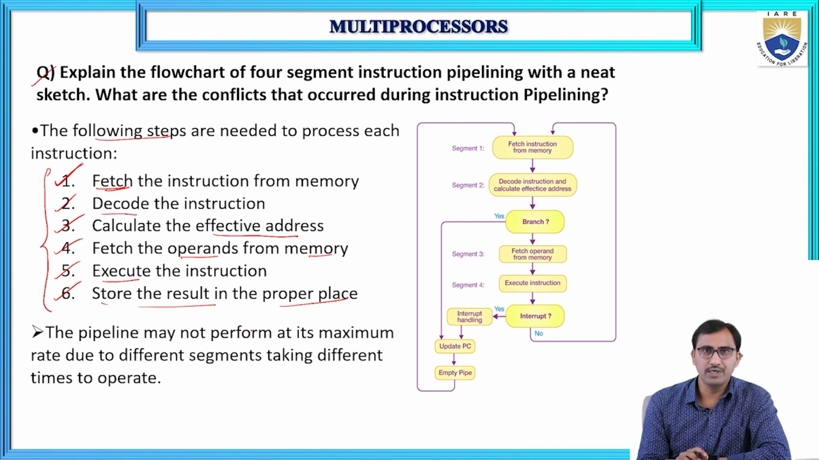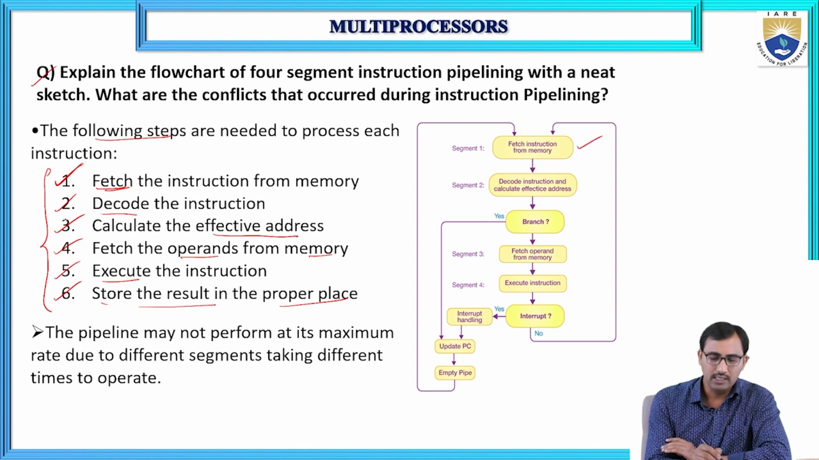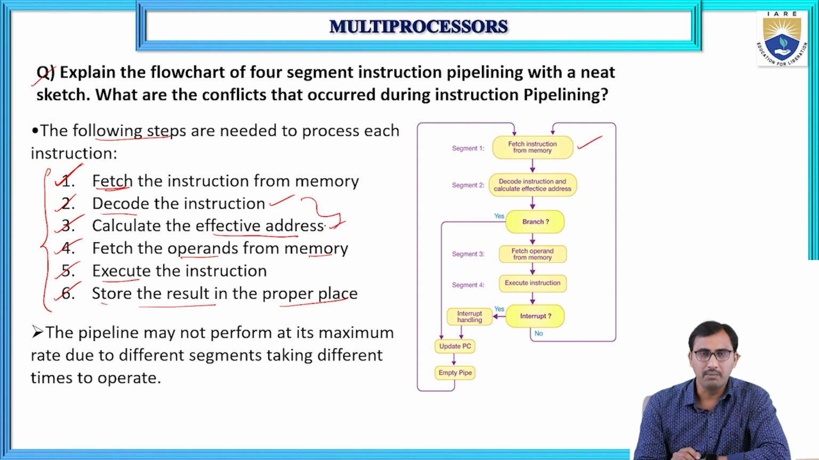So these are the various sequence of operations that are performed by every instruction. All these operations we are dividing into 4 segments by combining some of the operations. The first segment is fetch instruction from the memory. Then the second and third operations, by combining, will form segment 2. So segment 2 is decode the instruction and calculate the effective address.